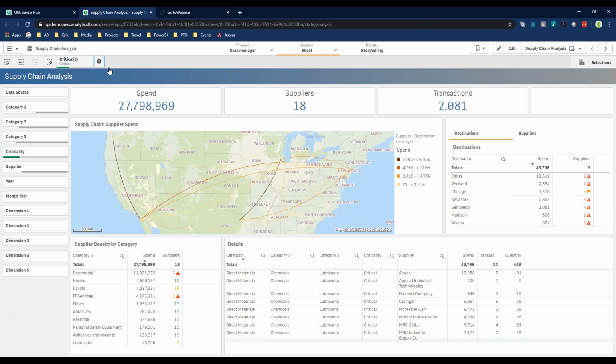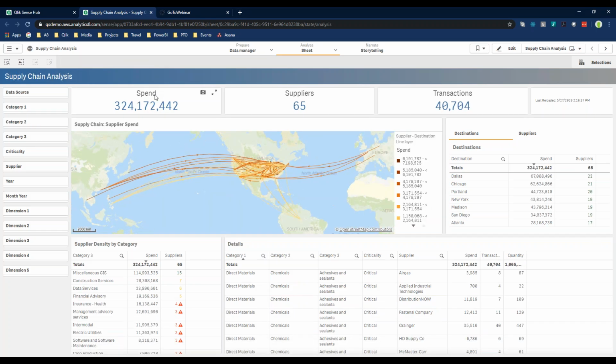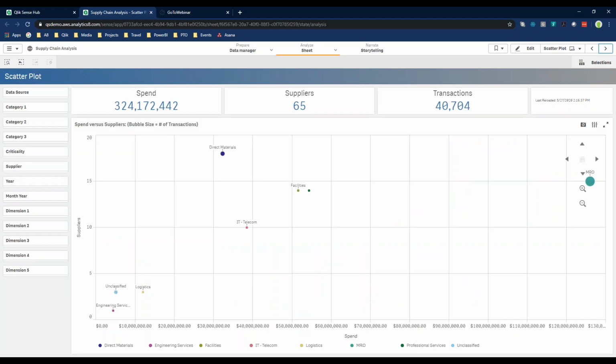So in addition to seeing the information out here on our dashboard in a more visual sense, you can also take a look at the scatter plot. Now, this is something that I've used repeatedly over the years when engaging in different strategic sourcing events, but really with an opposite sort of intent.